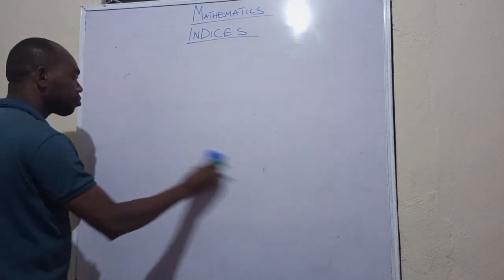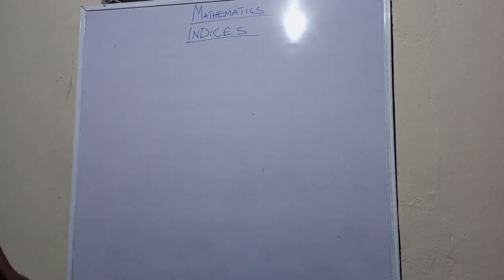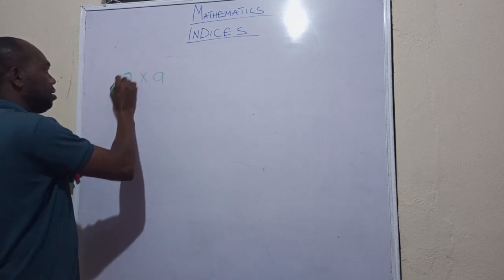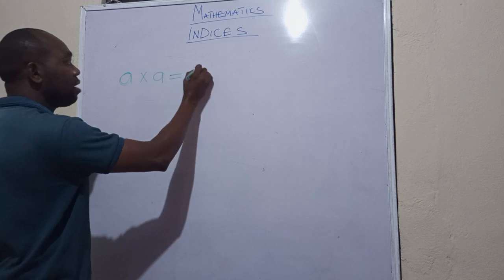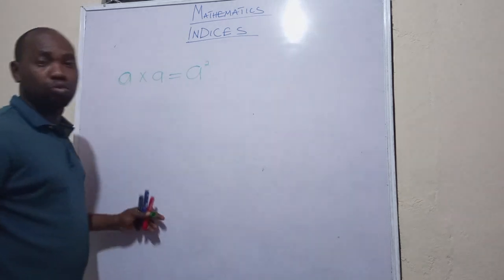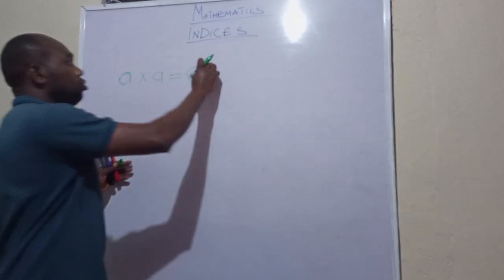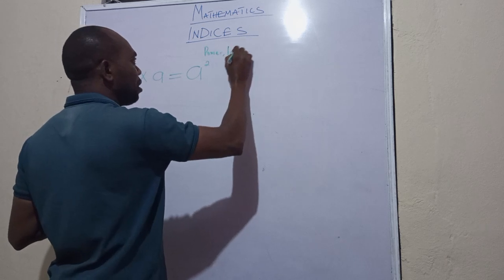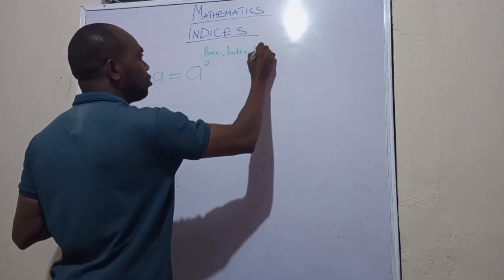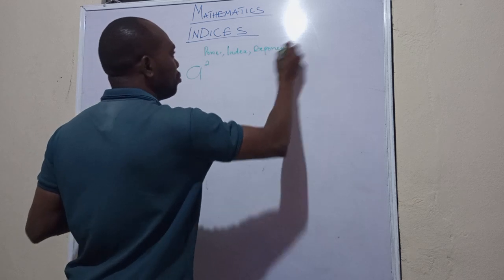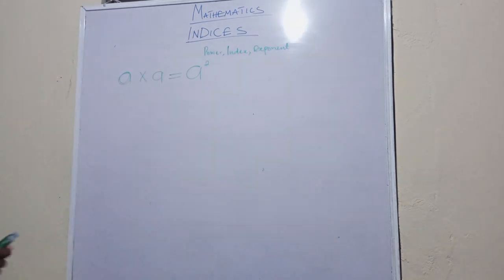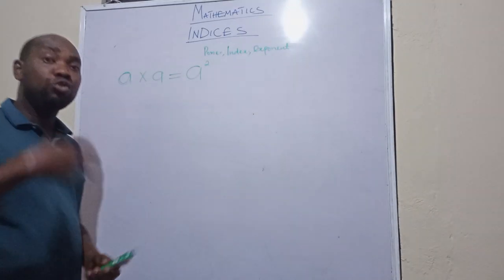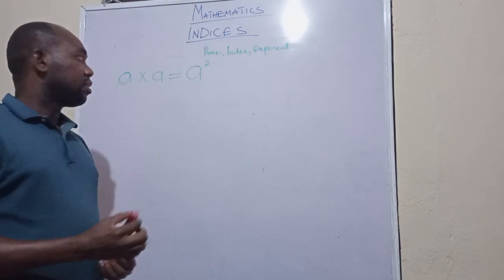For example, they give us A times A. Now, in this case, it is going to be A raised to the power of 2. Now, this 2 is the power. It is also the index, and it's also the exponent. So any of these words represents 2. This 2 tells us that A is multiplied 2 times.